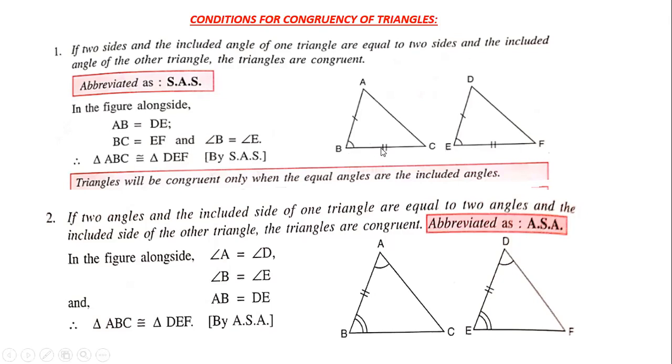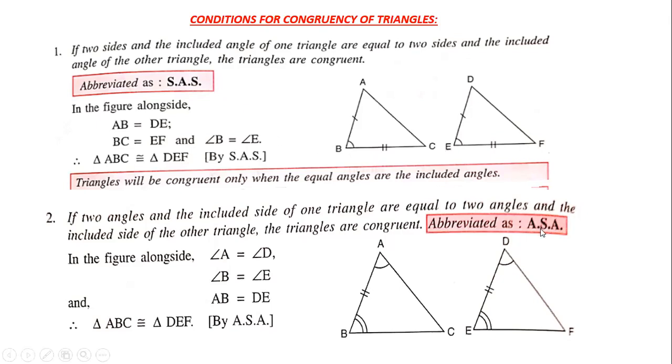Triangles will be congruent only when the equal angles are the included angles. See, if in these two triangles, it is given to us that AB is equal to DE, BC is equal to EF, but angle F is equal to angle C. So here we can't apply SAS because that angle is not included between the sides AB and BC. So you have to follow the sequence side, angle, side. That means if you find two sides are equal, then the included angle must be equal. So this is our SAS.